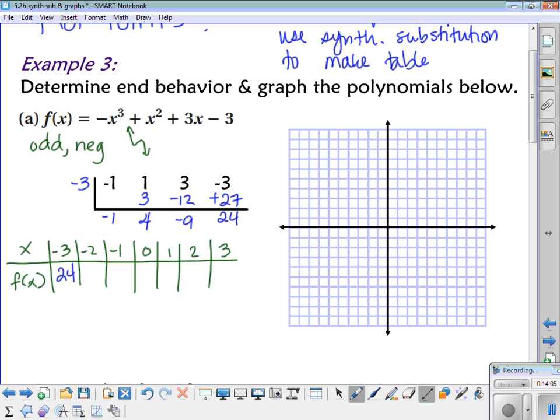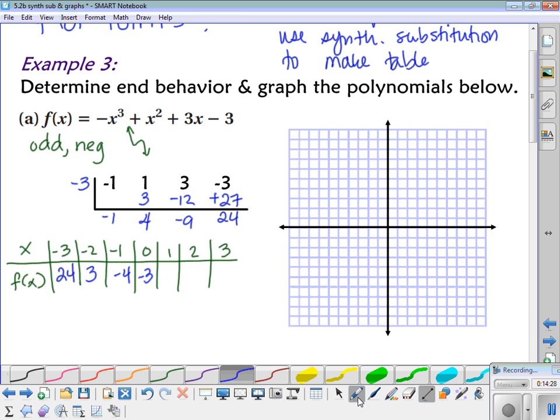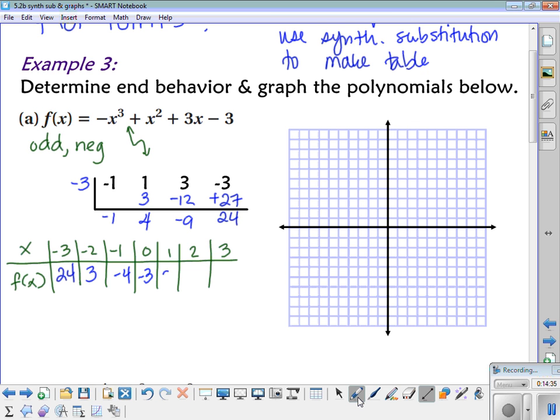I've already done it ahead of time, so I'm going to go ahead and tell you the rest of the values for the table. What's it going to be when we get 0? If I plug in 0 for x, it's going to be -3. Okay, I don't need to use synthetic substitution for that. All right, so the easy ones, you don't have to use synthetic substitution. If it's going to be 1, it's going to be -1 plus 1 plus 3 minus 3, which is 0. And then we get -1 and -12.